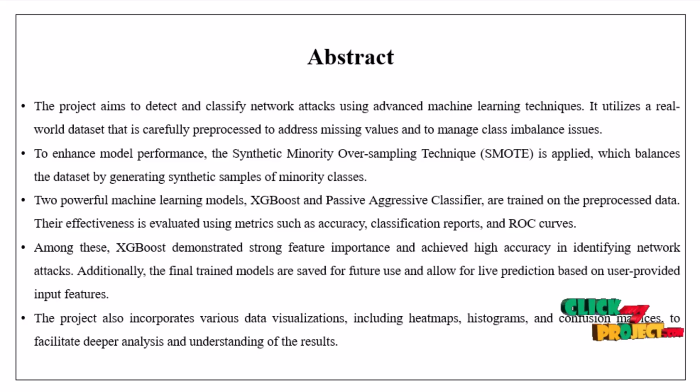We then train two powerful machine learning models. One is XGBoost, which is a gradient boosting decision tree algorithm, and the next is the passive aggressive classifier, an online learning algorithm suitable for large scale problems. To evaluate these models, we use accuracy metrics, detailed classification reports, and ROC curves that visualize the trade-off between true and false positive rates.